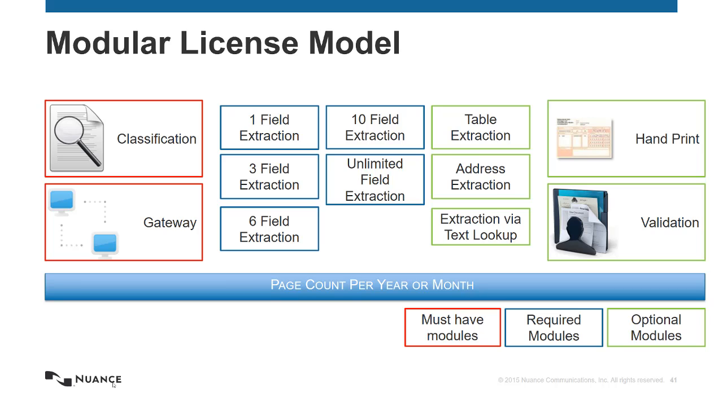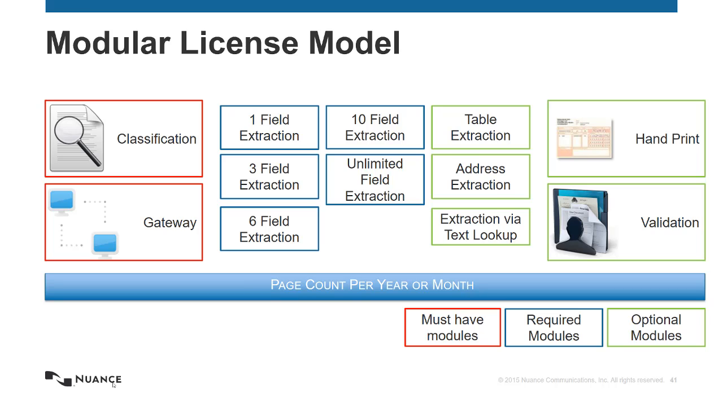There are two elements that you must have, and that's the gateway license, which is a per server license, and that allows the AutoStore server to talk to the OpenForms 360 server. And you must have the classification license to allow OpenForms to classify documents into document types. You then need to decide how many fields are actually being extracted from the documents that you're pulling in, and you can buy the relevant field license of 1 field, 3, 6, 10, or unlimited field extraction.